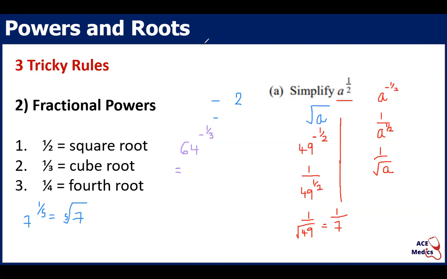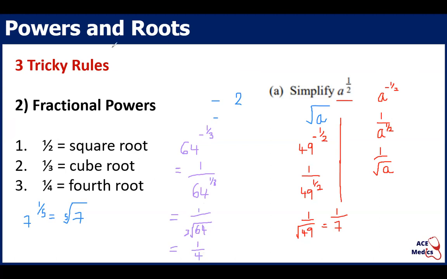Nice, Simag. Cool. So yeah, because it's a negative index, regardless of whether it's a fraction or not, firstly, we do have to flip it and make it positive. So it's going to be 1 over 64 to the power of a third. Brilliant, guys. Well done. And that is the same as writing cube root of 64. And the cube root of 64 is 4. So our answer is 1/4. Nice and easy.